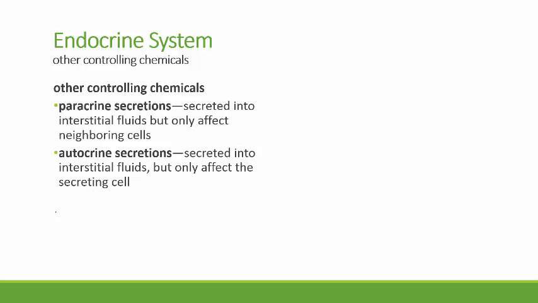We talk about paracrine secretions. These are fluids or controlling chemicals that are secreted into interstitial fluids, but because they are broken down very quickly by enzymes found in body fluids, they only have the chance to cause an effect at one of the nearby cells. Para means nearby or neighboring, alongside, I think, is another way to think of it. So paracrine secretions will affect neighboring cells.